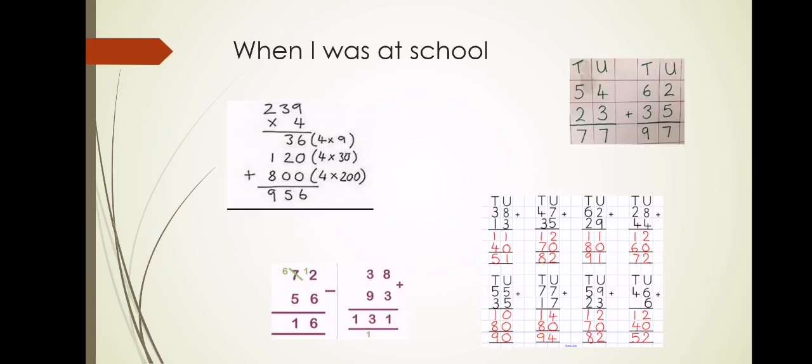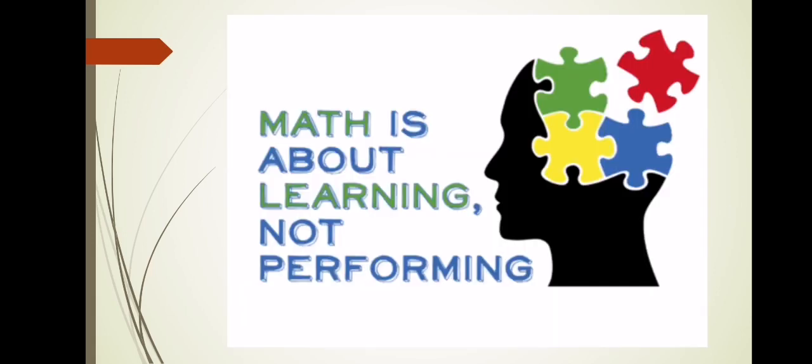Now, when I was at school, variation basically meant that the numbers on the sheet changed. So you had a range of questions to answer and it was just different numbers each time. Now, at Dunkirk, we believe that maths is about learning and not performing. We want children to be able to apply what they have learned to different situations. We want them to be able to problem solve, to reason.